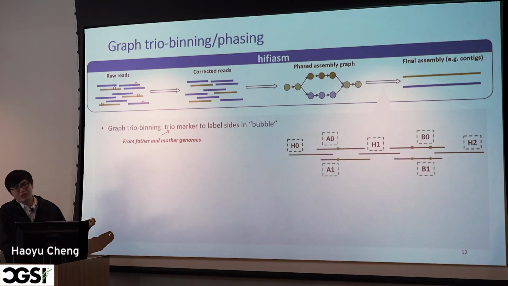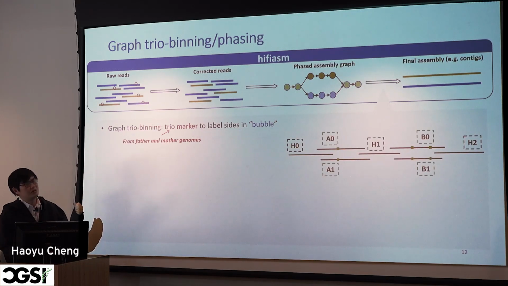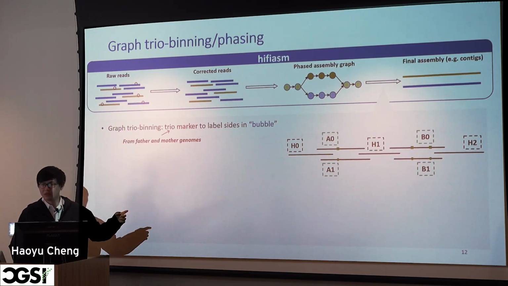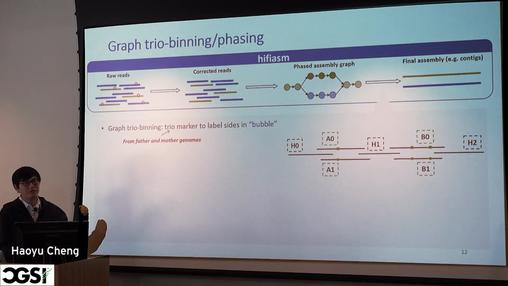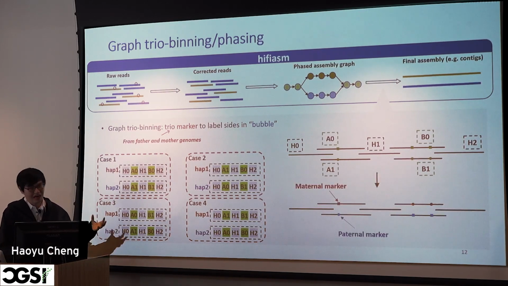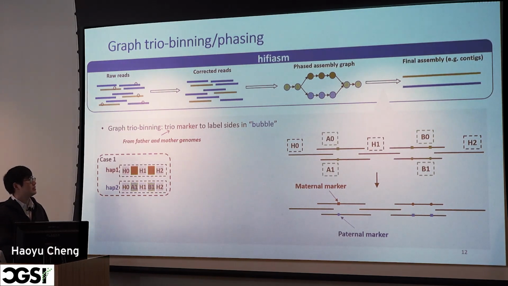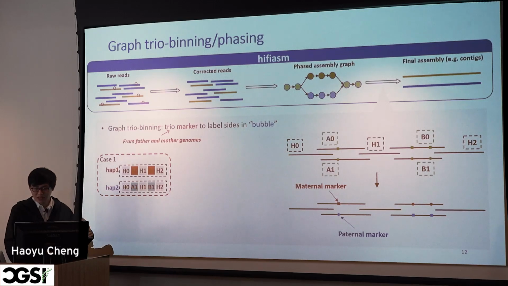So if we look at the example on the right side, here we have two bubbles. If we would like to get the two haplotypes, we need to find the two paths from the left end to the right end. So there are 4 possibilities, right? What the graph trio binning is doing here is to color or label each side of a bubble, and then by looking at the color of the sum of the markers within each side of a bubble, we would finally know that only case 1 is the real result.